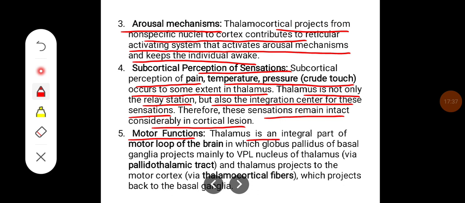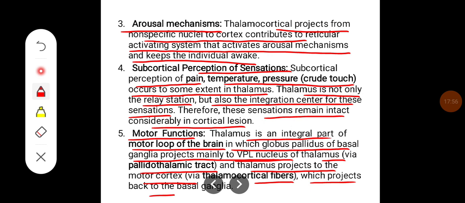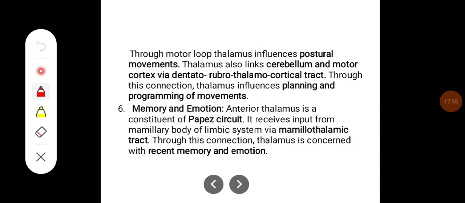Thalamus is an integral part of the motor loop of the brain in which globus pallidus of basal ganglia projects mainly to the VPL nucleus of thalamus via pallidothalamic tract, and thalamus projects to the motor cortex via thalamocortical fibers, which projects back to the basal ganglia. Through the motor loop, thalamus influences the postural movements. Thalamus also links cerebellum and motor cortex via dentatorubrothalamocortical tract. Through this connection, thalamus influences planning and programming of movements.